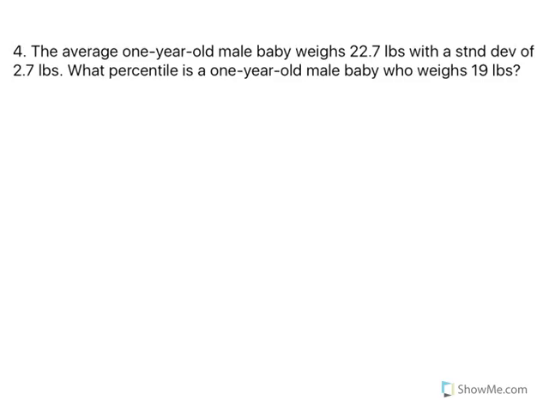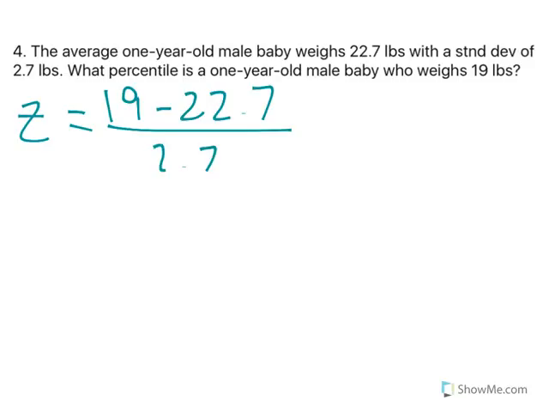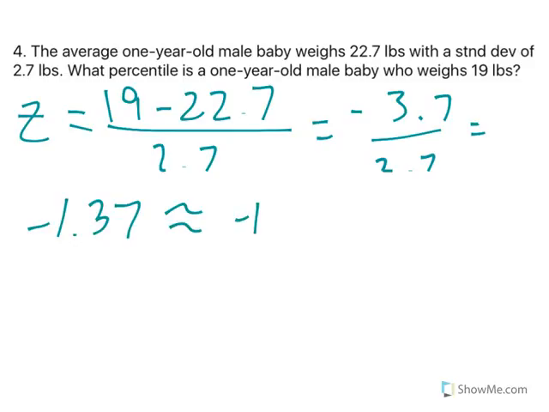Okay, number 4. The average 1-year-old male baby weighs 22.7 pounds with a standard deviation of 2.7 pounds. What percentile is a 1-year-old male baby who weighs 19 pounds? So remember, percentile, proportion, probability, all the same thing. We got to start with a z-score. So value minus the mean divided by the standard deviation. So that gives us a negative 3.7 over 2.7, and my z-score is negative 1.37, which we will approximate to be negative 1.4, because we have to have something that's going to be on the table.